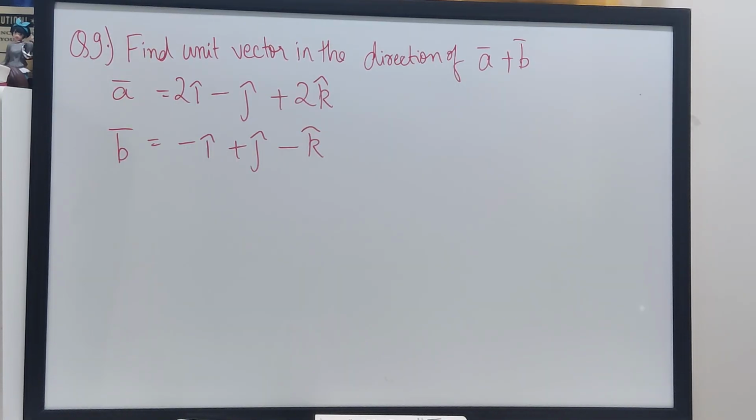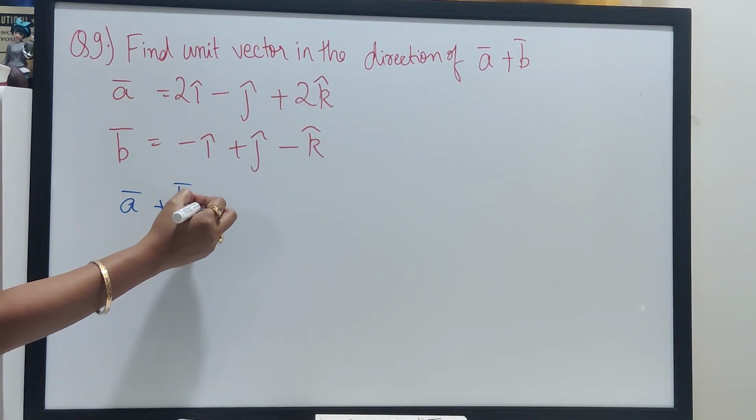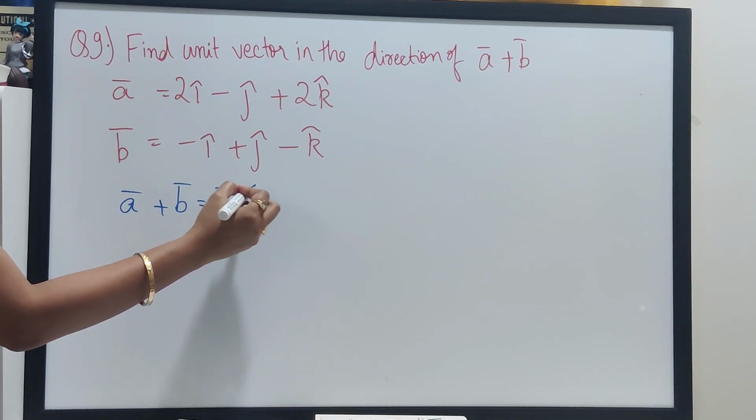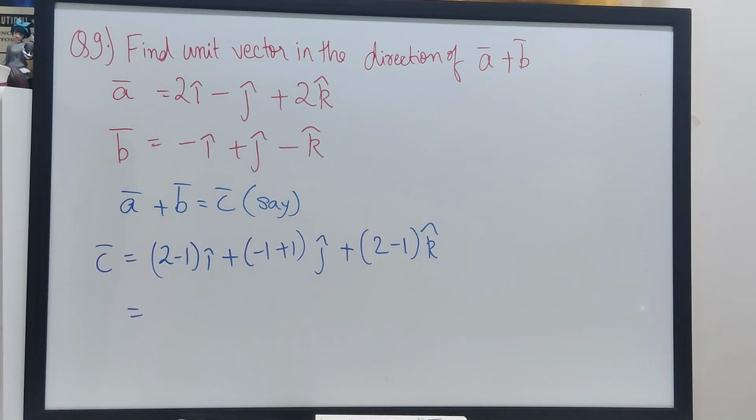Next question, find the unit vector in the direction of A plus B. So the first thing is to calculate A plus B. Let's name it as C. And now what you have to do? Calculate the unit vector. Divide it by the magnitude.